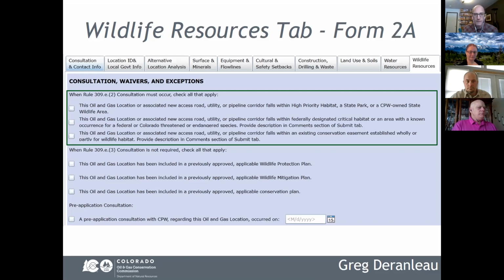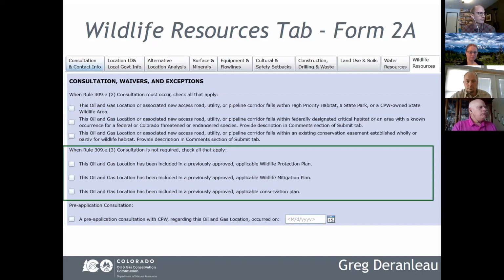And then these questions all refer to the new access roads and utility pipeline corridors as well, not just the oil and gas location. So if you are constructing a road that goes through high priority habitat, even if your location is situated out of it, you'd still check that first box. And then again, we've used oil and gas location here specifically instead of working pad surface because the entire surface disturbance has the potential to impact habitat, either through direct or indirect impacts.